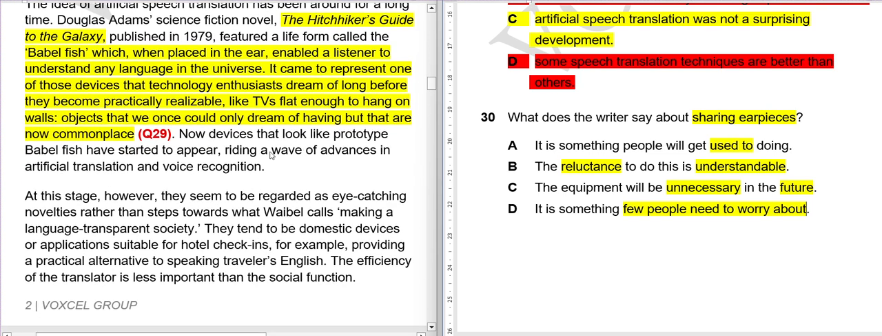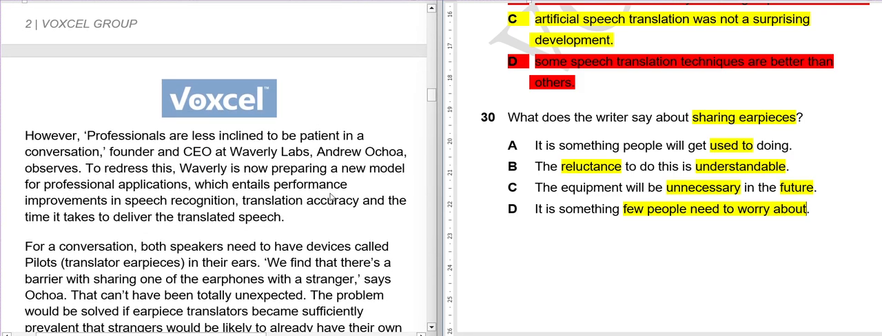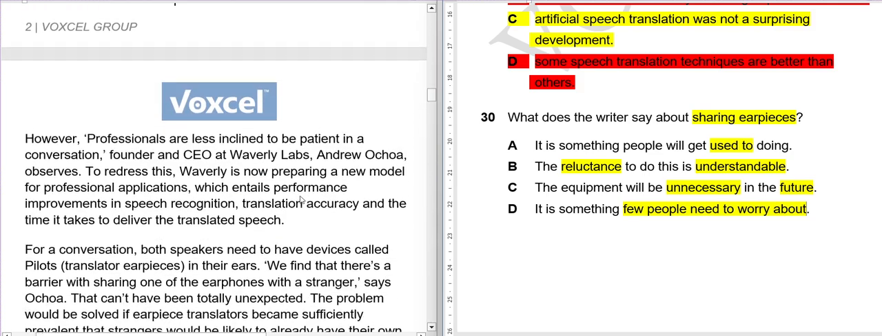Now devices like that, okay, at this stage, however, they seem to be regarded as eye-catching novelties rather than steps towards what Webel calls making a language transparent society. They tend to be domestic devices or applications suitable for hotel check-ins, for example, providing a practical alternative to speaking travelers' English. The efficiency of the translator is less important than the social function. So till now we haven't read anything about earpieces, so we'll continue reading.